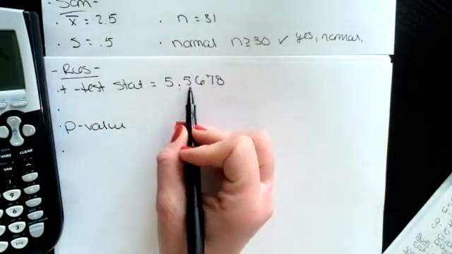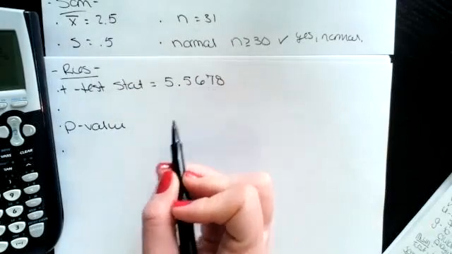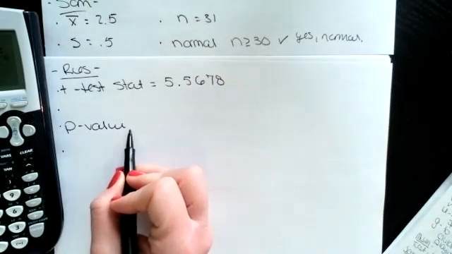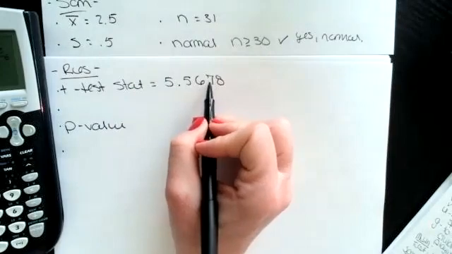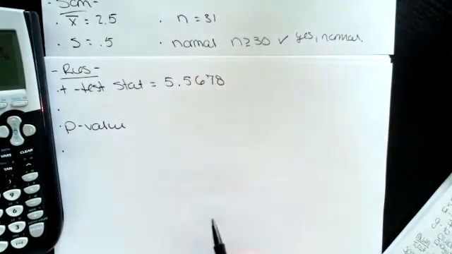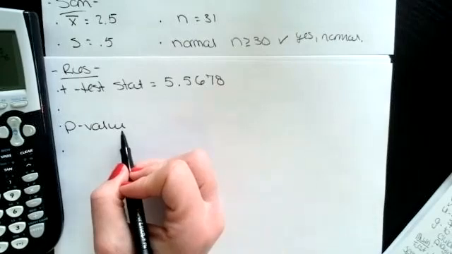The reason why I would leave this longer here is because if I did the p-value by hand using the TCDF, I would want to use as many decimal places as I can so I can get a more accurate answer for my percentage or my probability in my p-value. Okay, so I try not to round too much in the middle of a problem if possible.